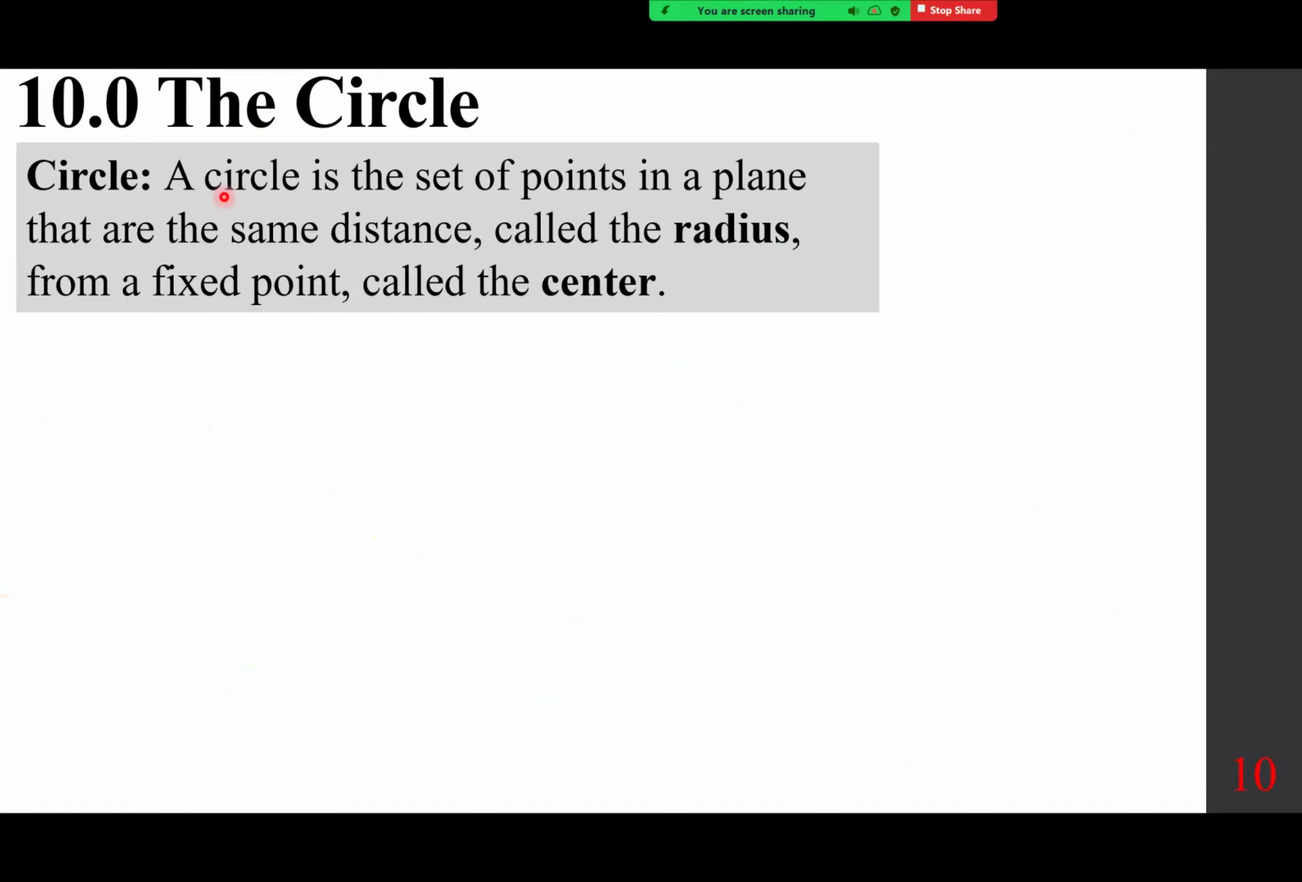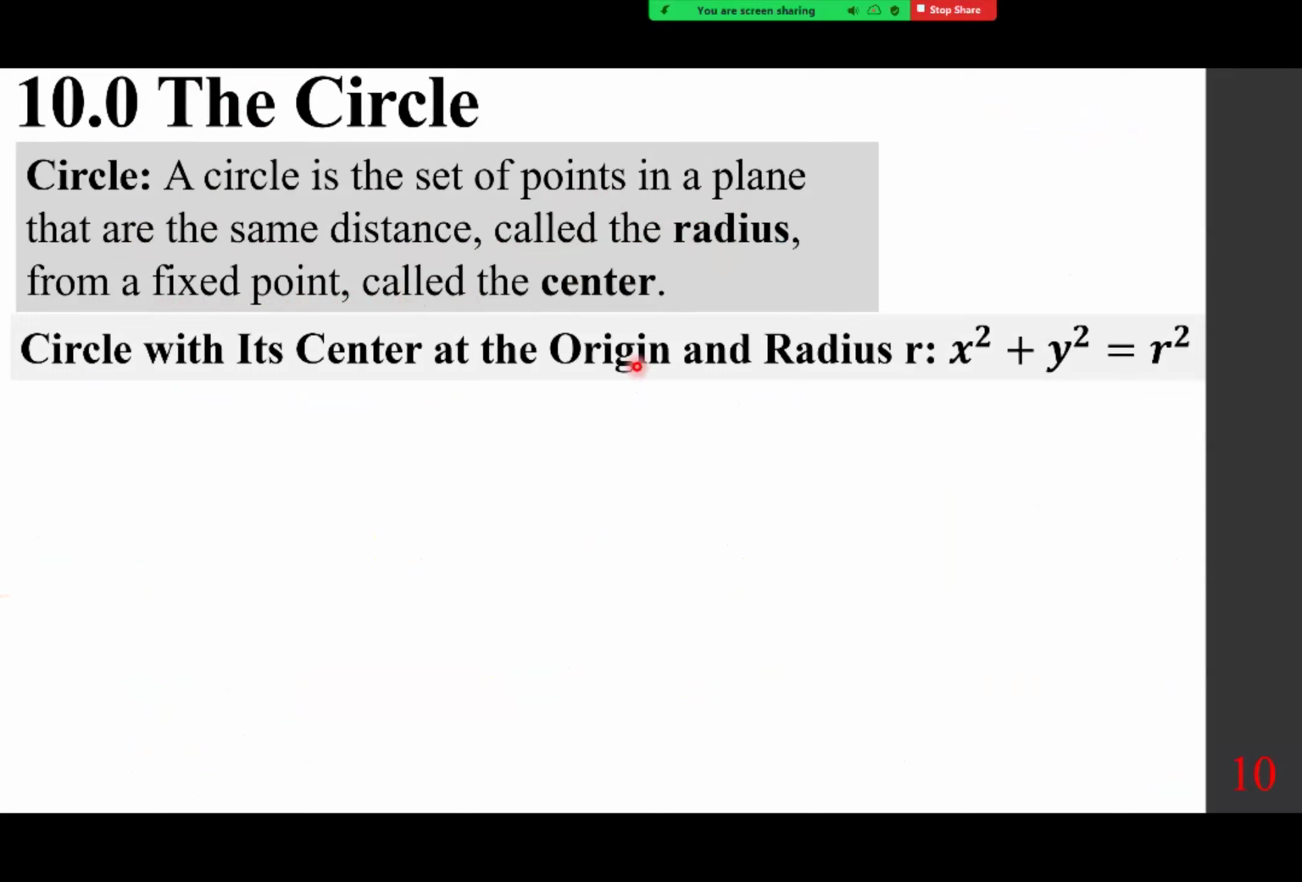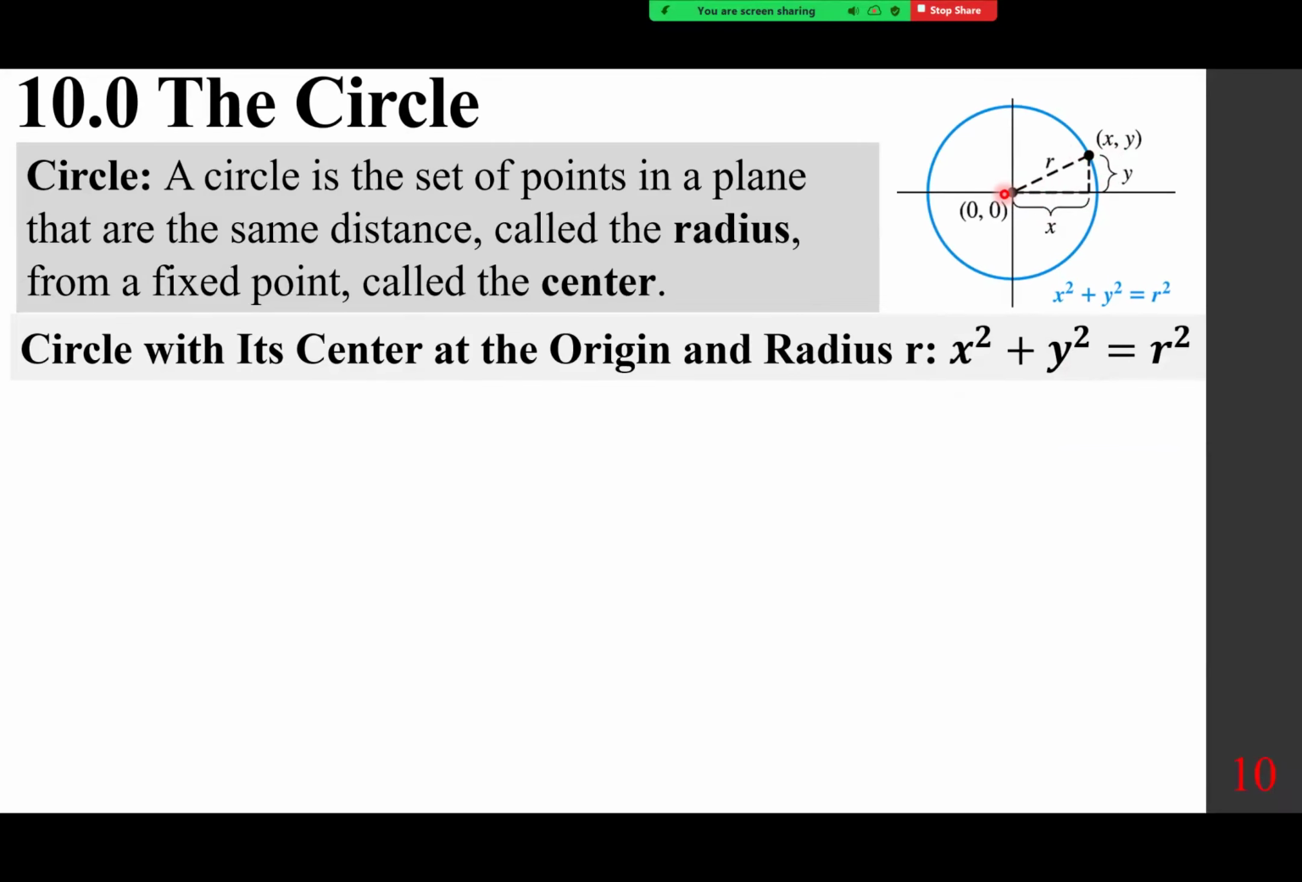The circle. A circle is the set of points in a plane that are the same distance, called the radius, from a fixed point called the center. A circle with the center at the origin and radius r has the formula x squared plus y squared equals r squared. It comes from, again, the Pythagorean theorem. This distance is x, this distance is y, and so x squared plus y squared is the hypotenuse squared, which is r squared.